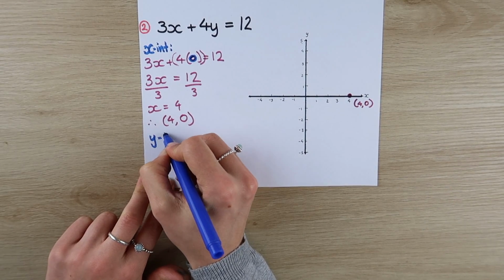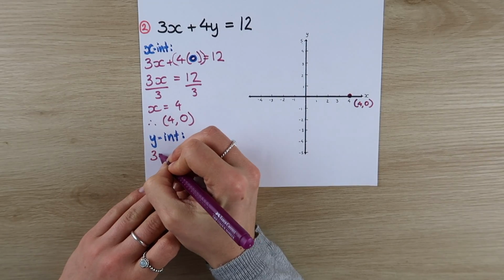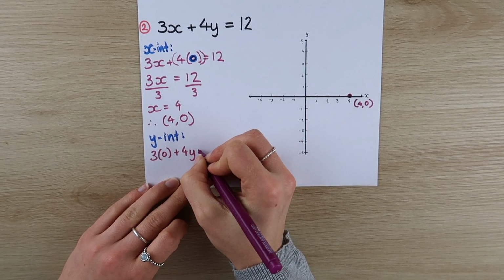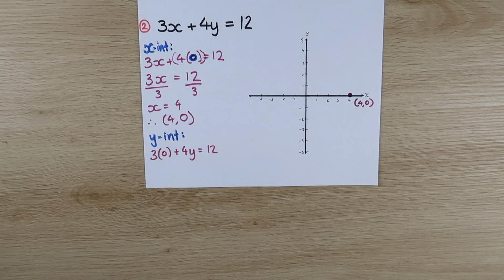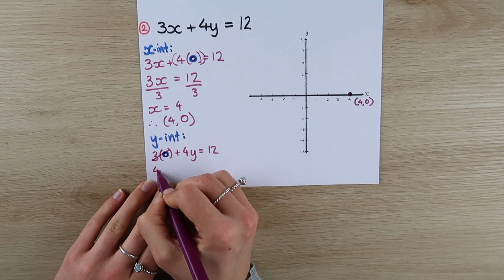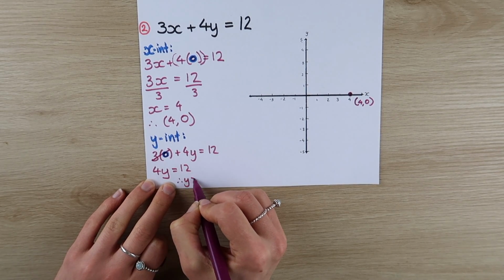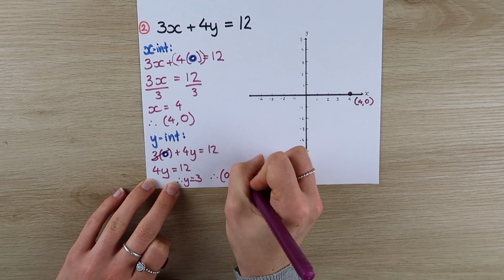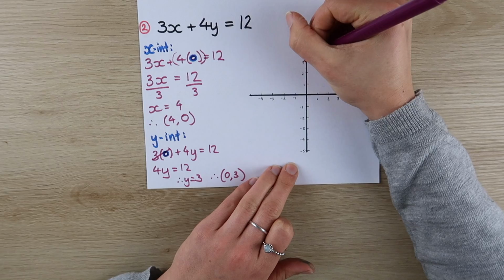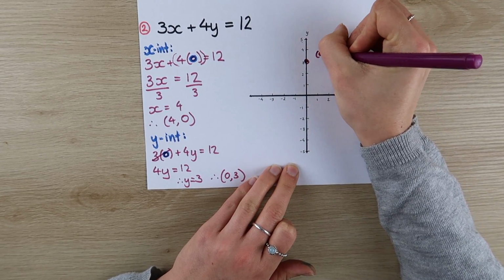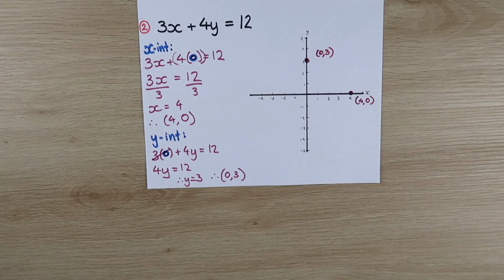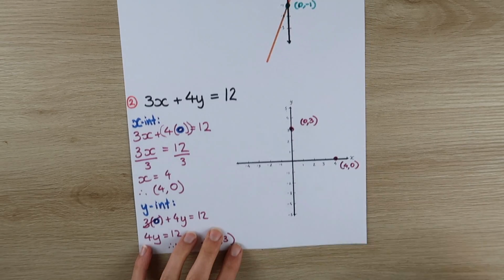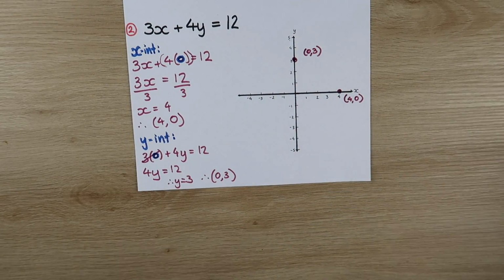Now let's find the y-intercept. If I've got 3, 0 plus 4y is equal to 12, so that becomes 0. Therefore my coordinate is 0, 3. And again, I'm going to put that in straight away. So 0, 3. Just like I did before, when I've now got those 2 points, I can connect them with a line.